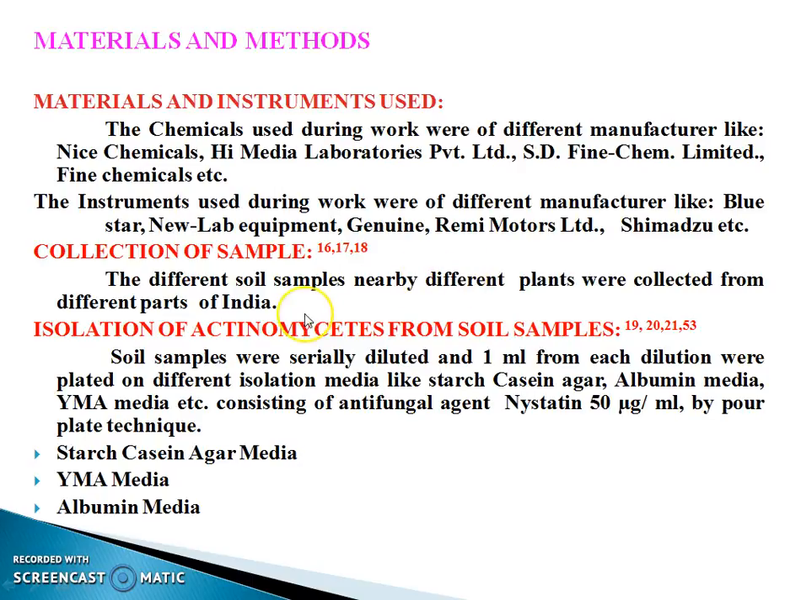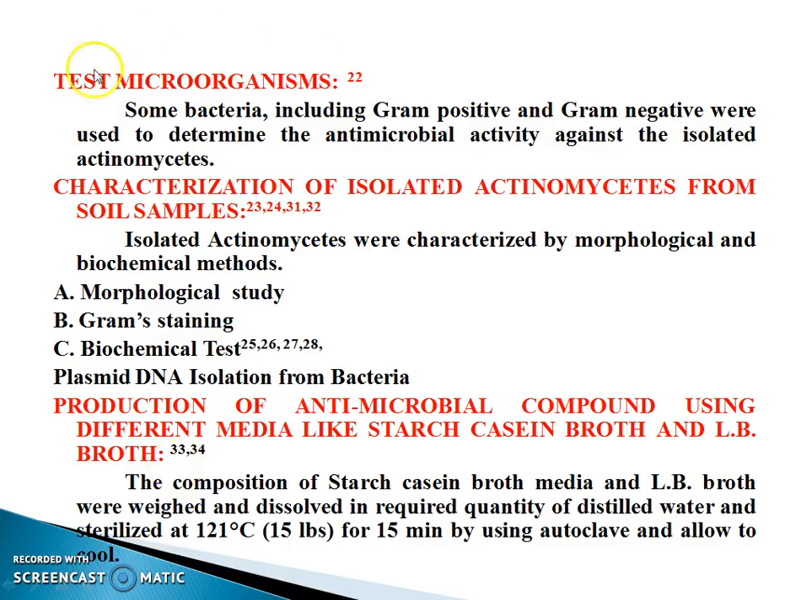First, collection of samples: the different soil samples were collected from different parts of India. Then isolation: these soil samples were diluted, and then spread on different media, and certain test microorganisms were selected for the antimicrobial activity, and then characterization of isolated actinomycetes from the samples was performed. At last, production of the antimicrobial compound using algae broth and starch casein was performed at a temperature of 37 degrees centigrade.